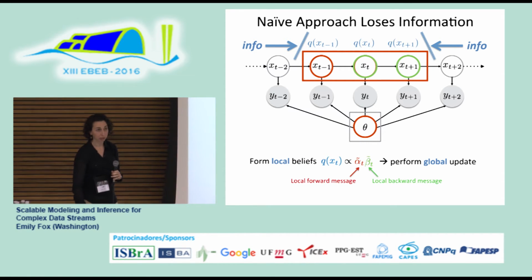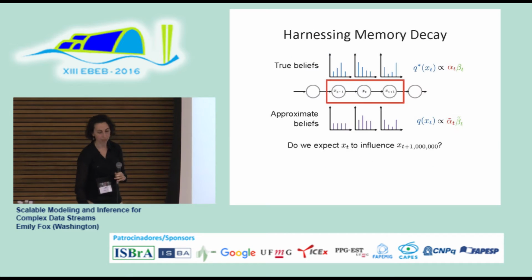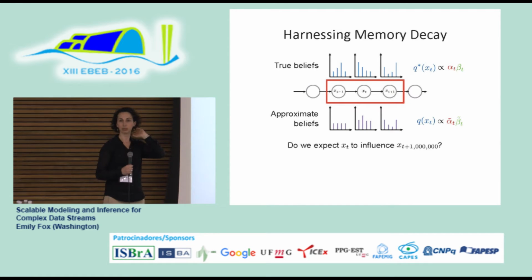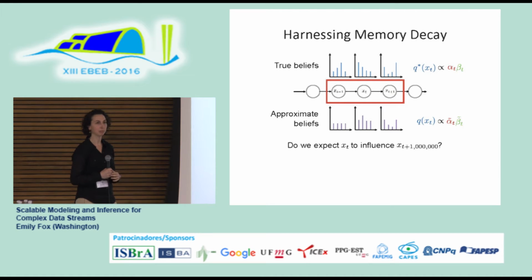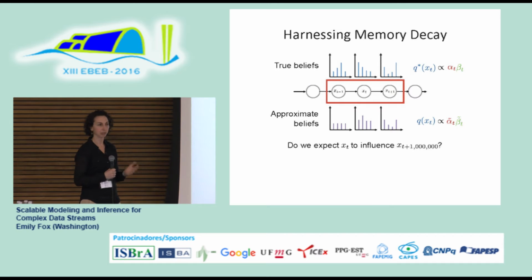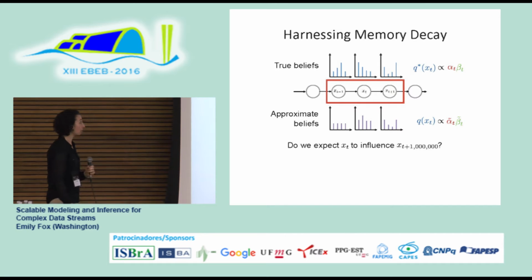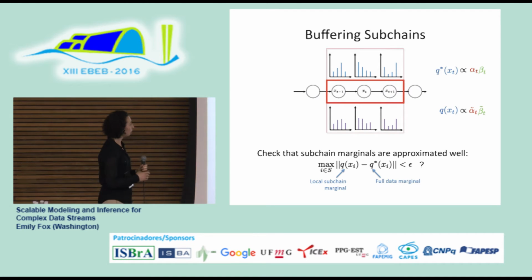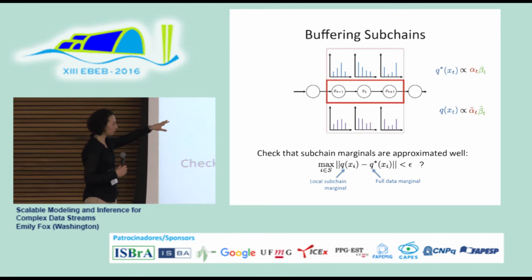And what we've shown is that this can actually have pretty significant impact on what we end up learning. So the question is, does this mean we just can't use these types of methods? And luckily the answer is, well, there's some hope still for using them, because there's memory decay in this process. Do we really expect that the state at time t is strongly influencing the state at time t plus a million? Probably not.